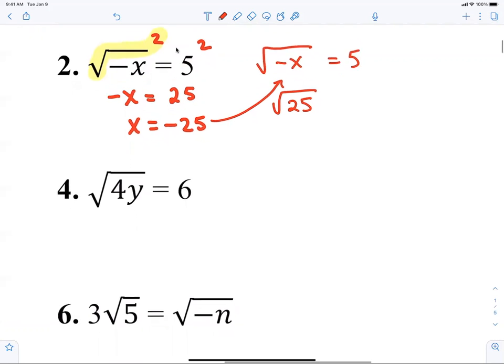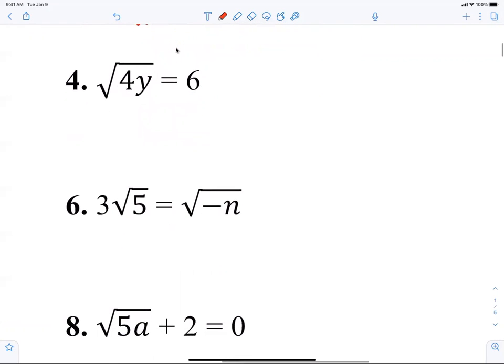So look at number 4. What do I have to do to both sides? Square both sides. So now I'm left with 4y equals, what's 6 squared? 36. And then 36 divided by 4. So y equals 9. Everybody okay with that?